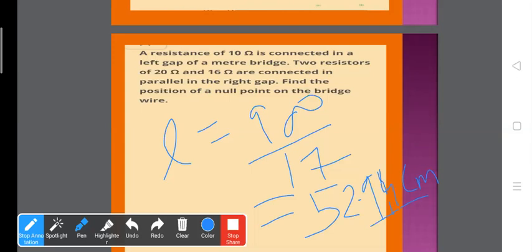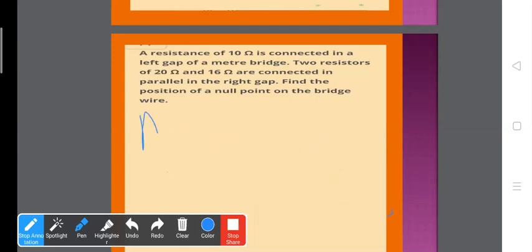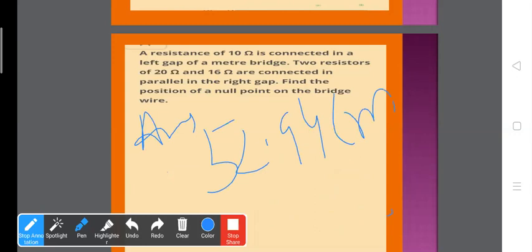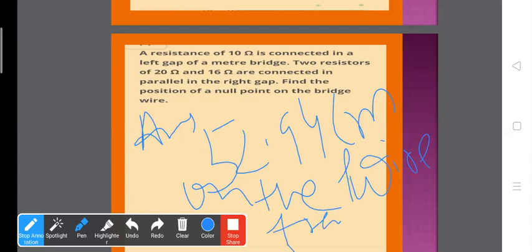Clear? So which is 52.94 centimeter. So this is the null point. So we can write the answer: the null point is at 52.94 centimeter on the wire from the left end. So I hope this is clear to you how to solve the meter bridge problem.